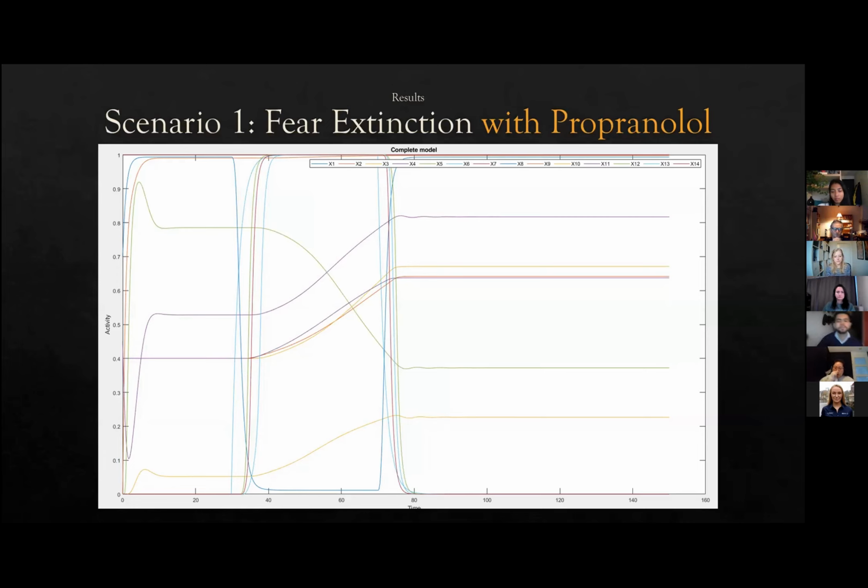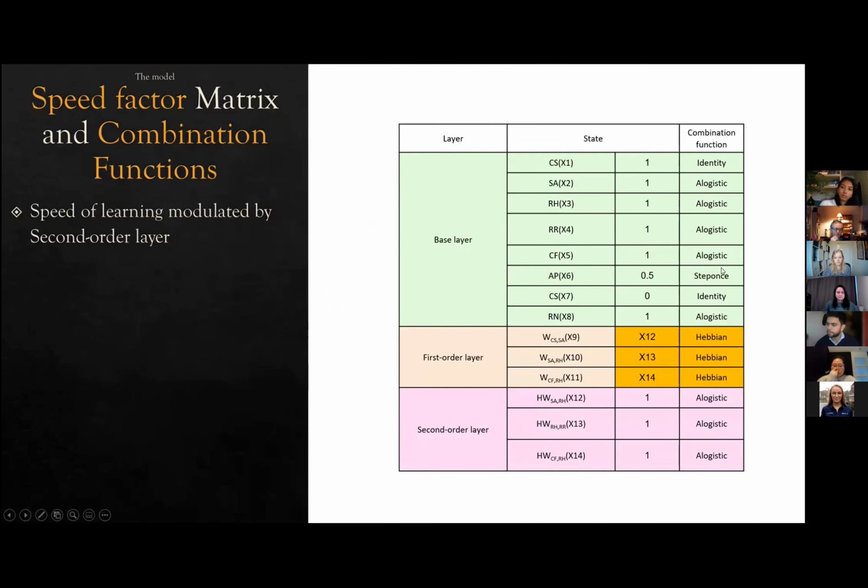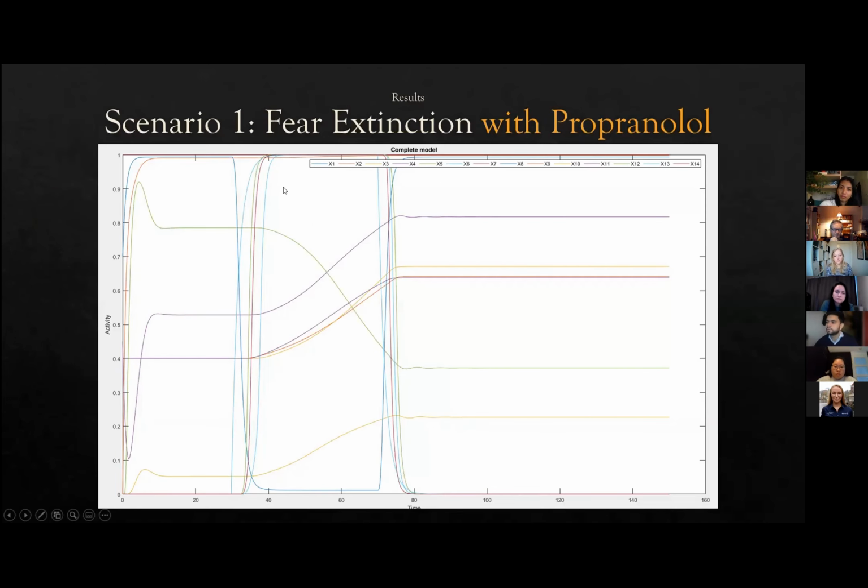So first of all, we have fear extinction with propranolol. It's important to mention, by the way, that propranolol uses a step 1 function because we want to simulate when propranolol is administered and when it is not present. So looking at the model, fear extinction with propranolol, as we can see here, X6 is the administration of propranolol, and X8 is the presence of norepinephrine. When propranolol goes up, norepinephrine goes down.